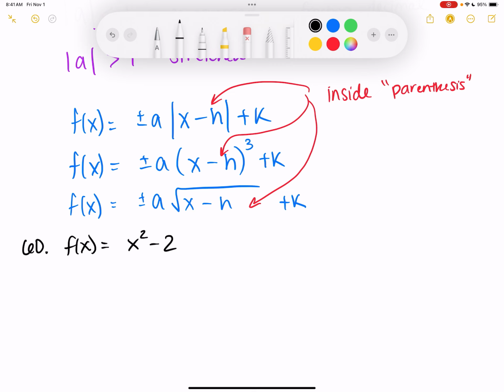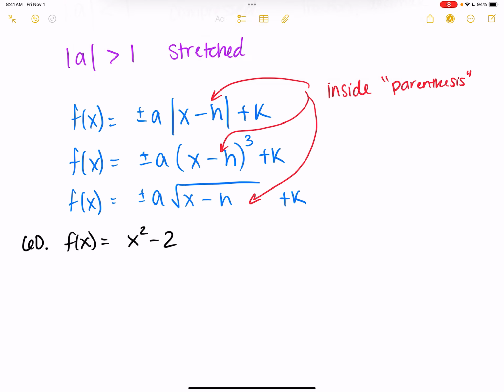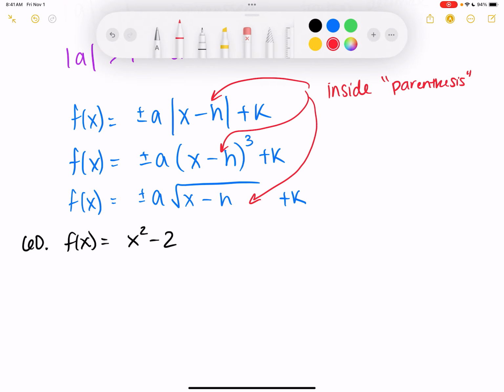So this one just has an a value of 1, because there's nothing out front. So it's just like an imaginary 1. So nothing's happening in terms of being compressed or stretched. It's not negative, so it's not reflected. There's no parentheses, so it's not moving right or left. The only thing that's happening is what I would say is outside the parentheses, there's a minus 2, so that is going to be going down 2.